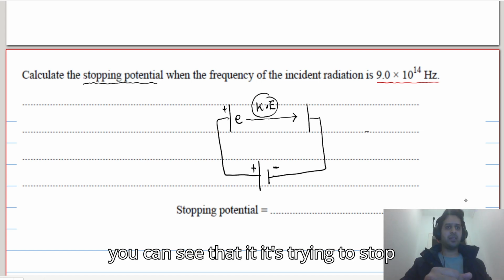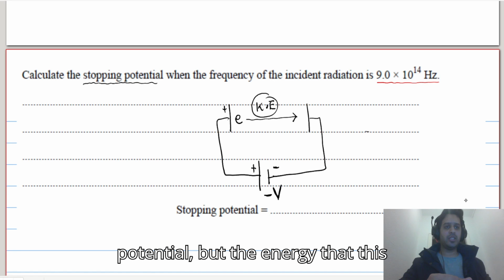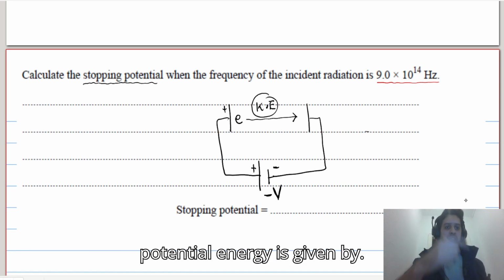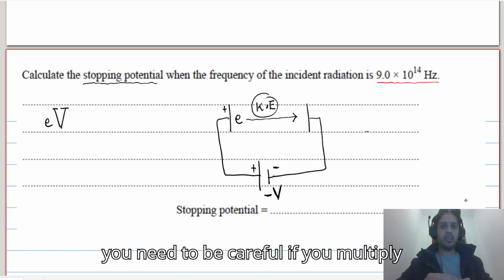So you can see that it's trying to stop it. We call this potential stopping potential. But the energy that this stopping potential creates, the stopping potential energy, is given by E times V. So you need to be careful.